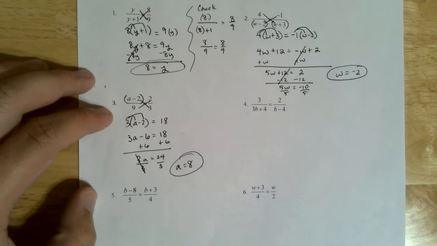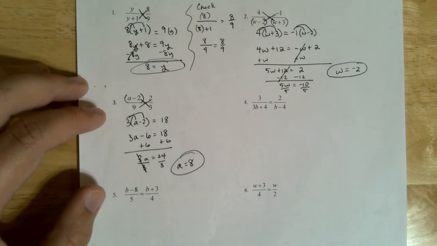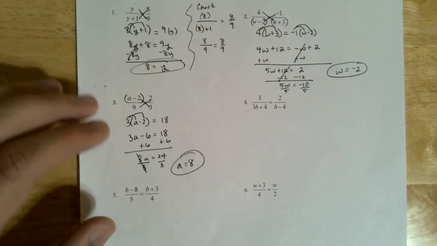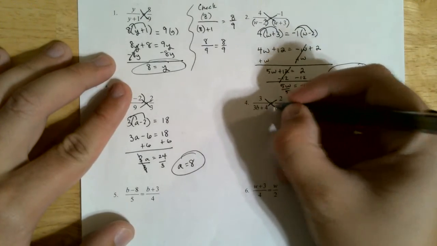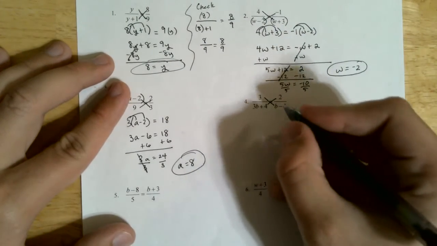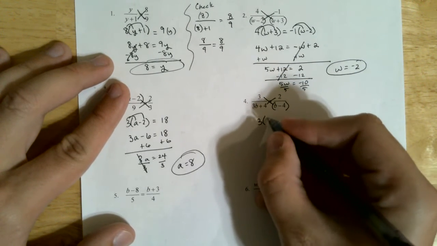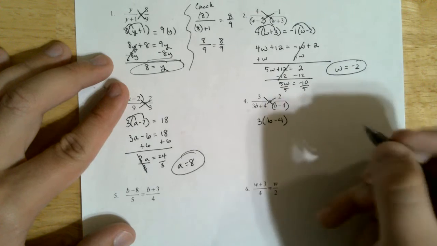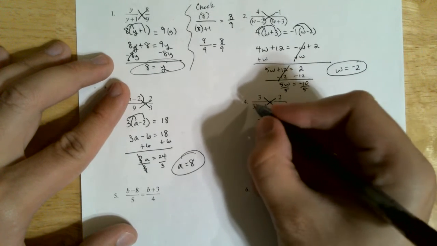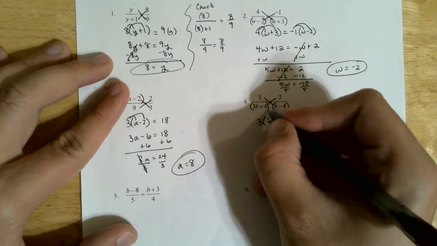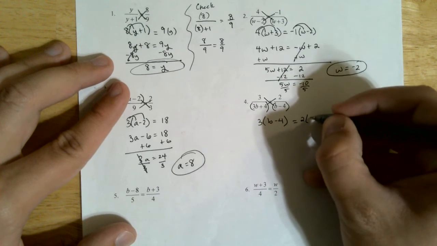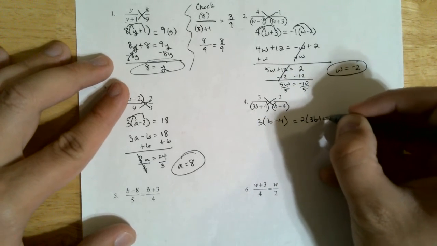Okay, number 4. 3 over 3b plus 4 is equal to 2 over b minus 4. Cross multiply. All right, 3 times b minus 4. We got two things here. Put it in parentheses. 3 times b minus 4 is equal to 2 times 3b plus 4. Two things here. Put it in parentheses. 2 times 3b plus 4.